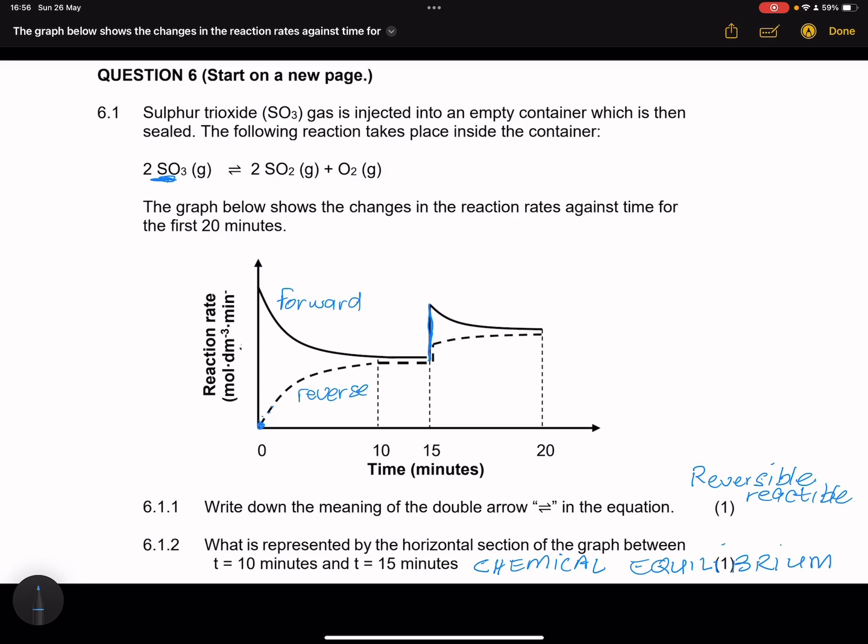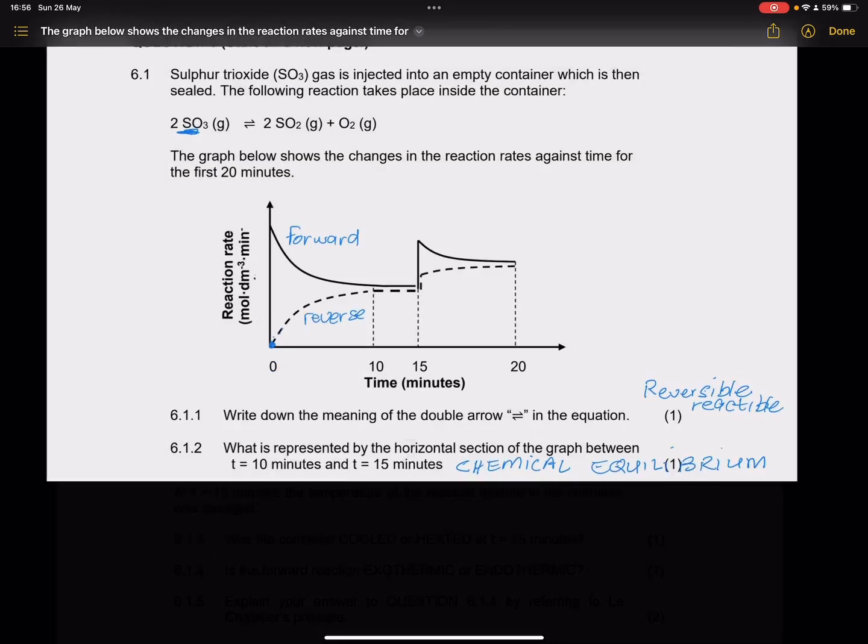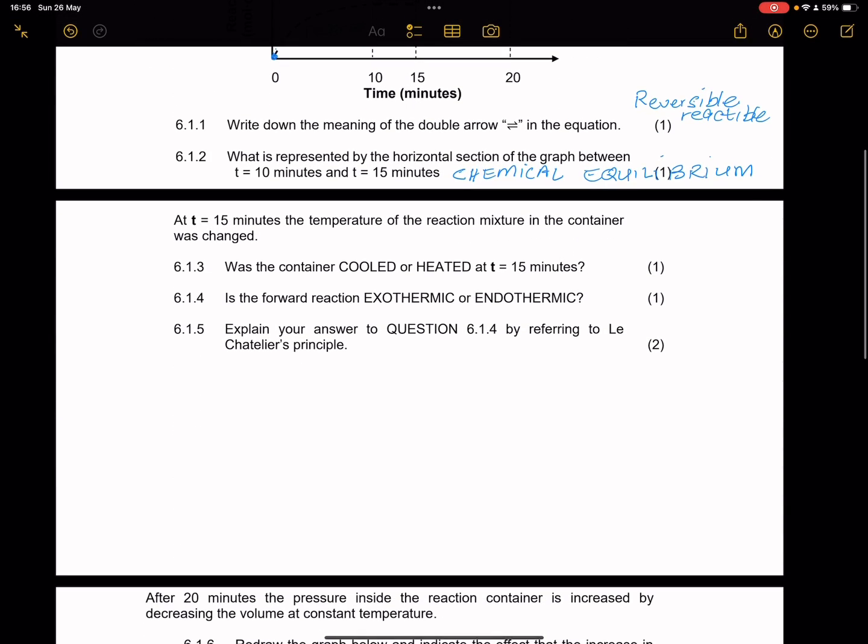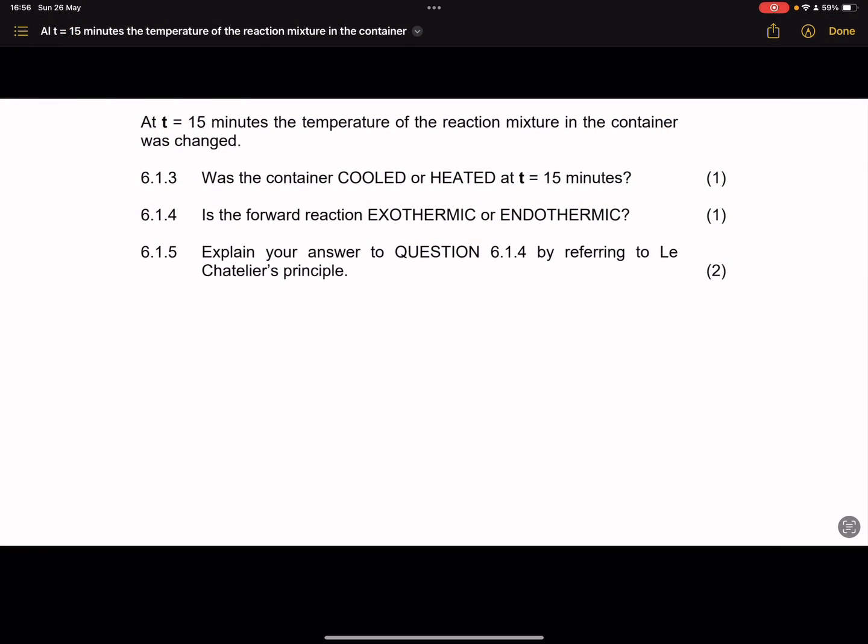Why? Because we see that the forward reaction is the one that was favored the most. It's the one that increased the most. And it does also indicate to us that that was an increase in temperature. Now, let's answer the questions that are asked. They say, was the container cooled or heated? It will definitely be heated.